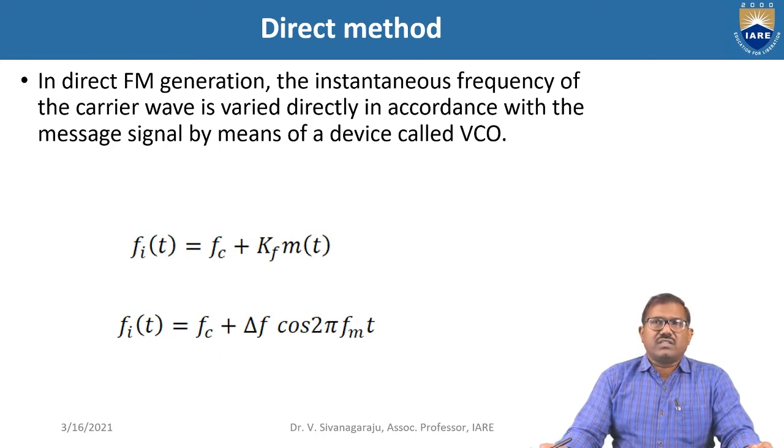So you know that fi of t, the instantaneous frequency, is proportional to m of t. What is m of t? m of t is the message signal, whose value is equal to Am cos 2 pi fm t. So this instantaneous frequency fi of t is directly varied by using this VCO. We are going to extend this equation by substituting the m of t value, that is Am cos 2 pi fm t. Here you can write delta f equal to kf into Am.